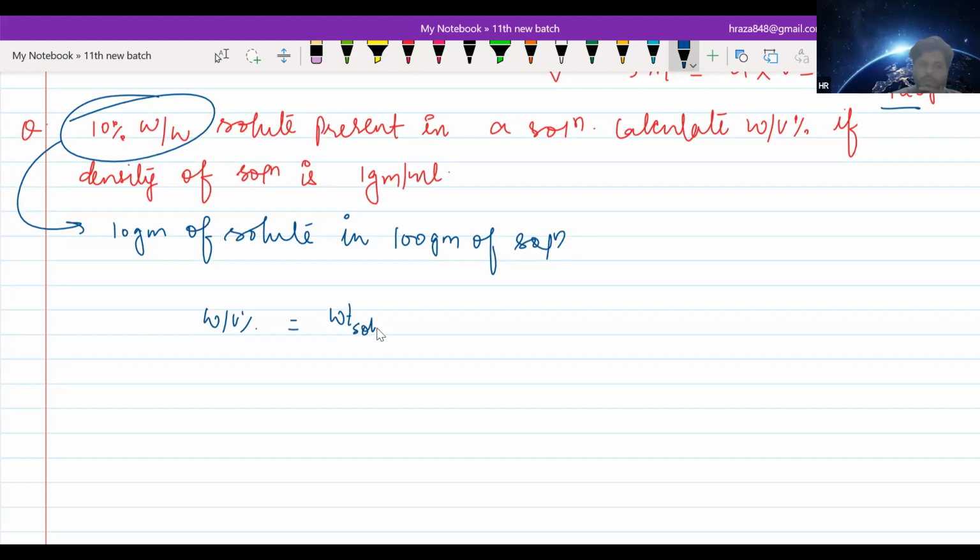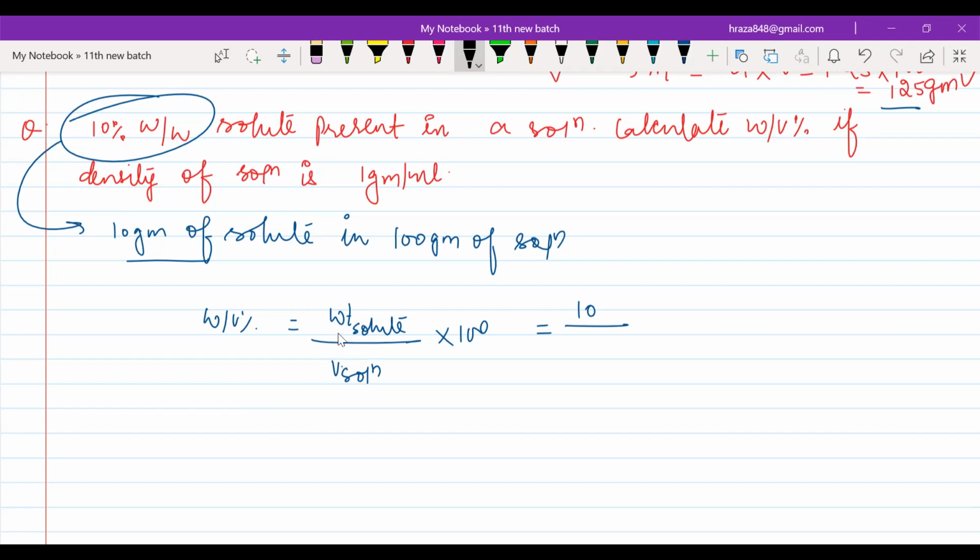Weight of solute upon weight of solution in 100. Weight of solute is given as 10 gram, and weight of solution, wait a minute. We need to calculate weight by volume percent. So there is volume of solution, right? Yes or no? Arnav? Yes, sir.